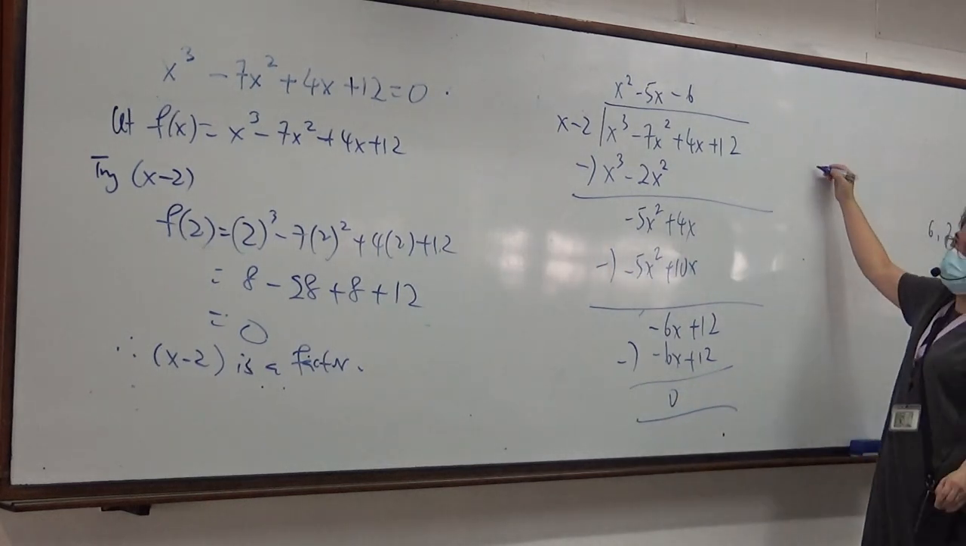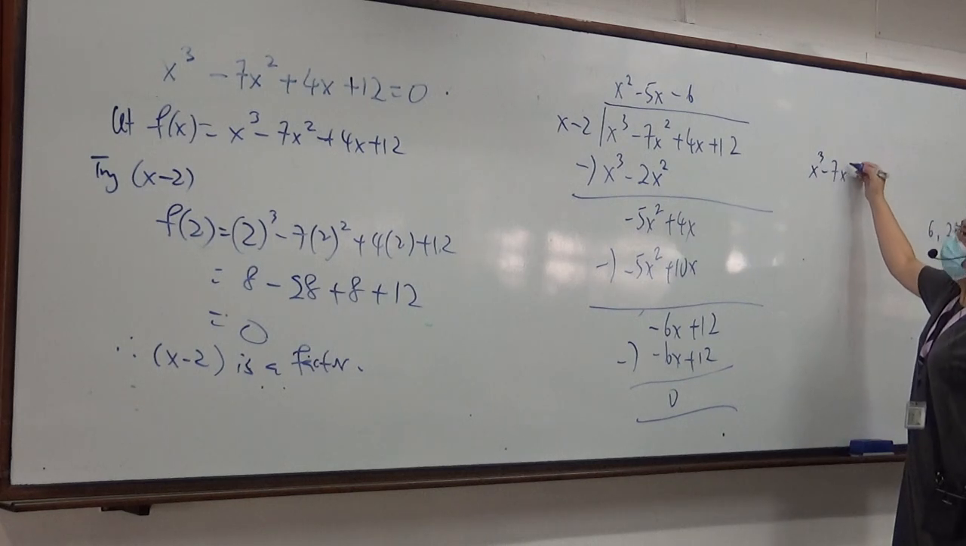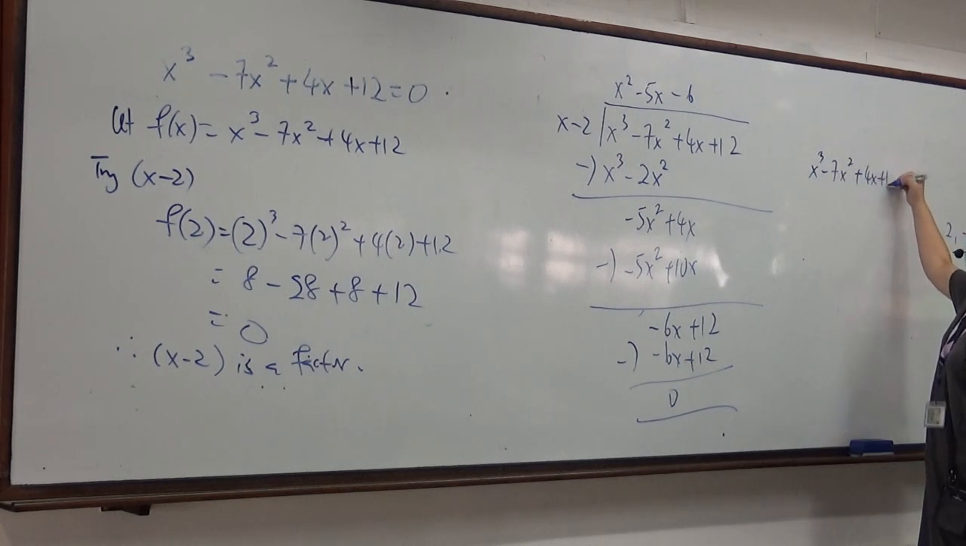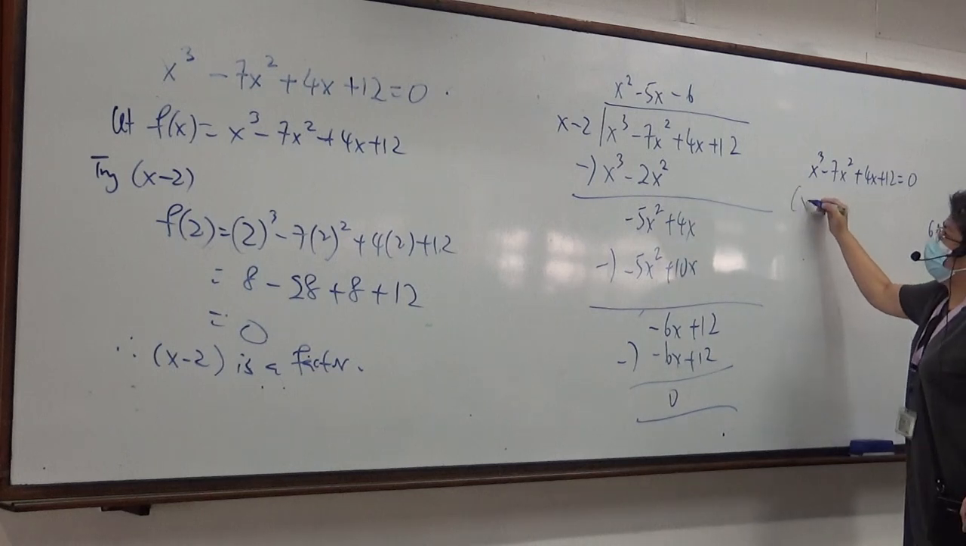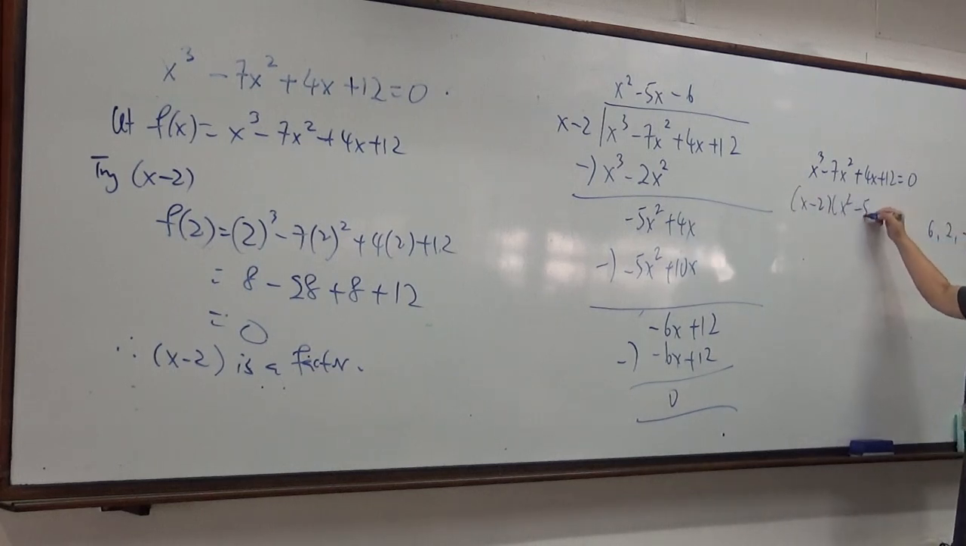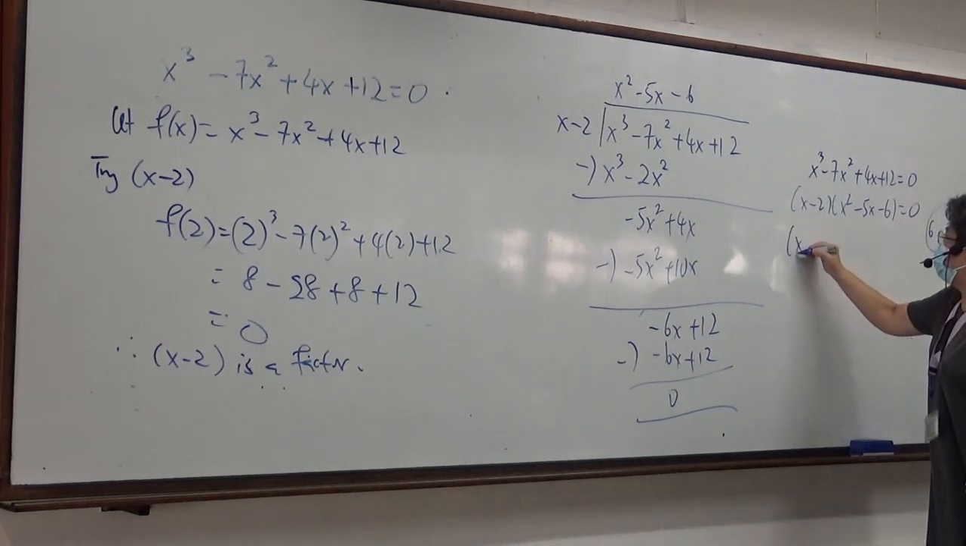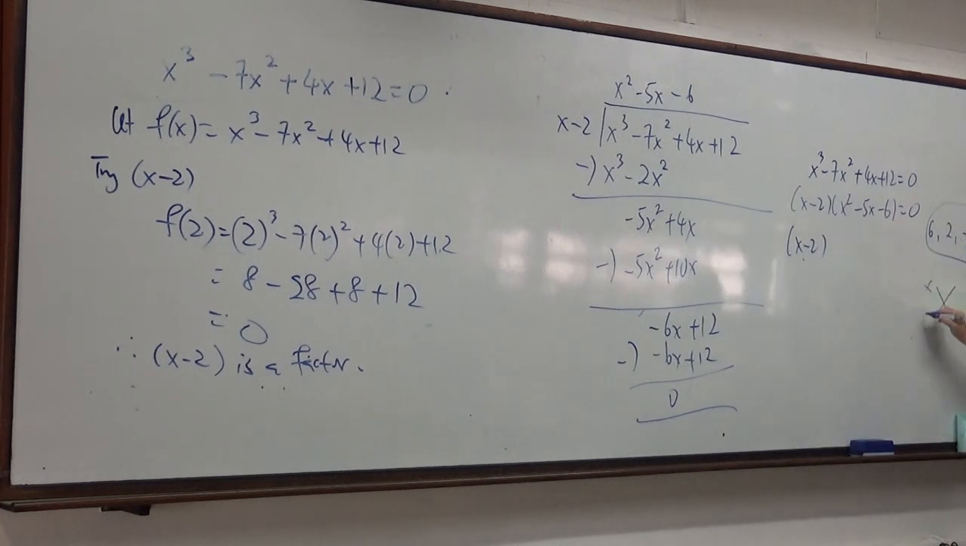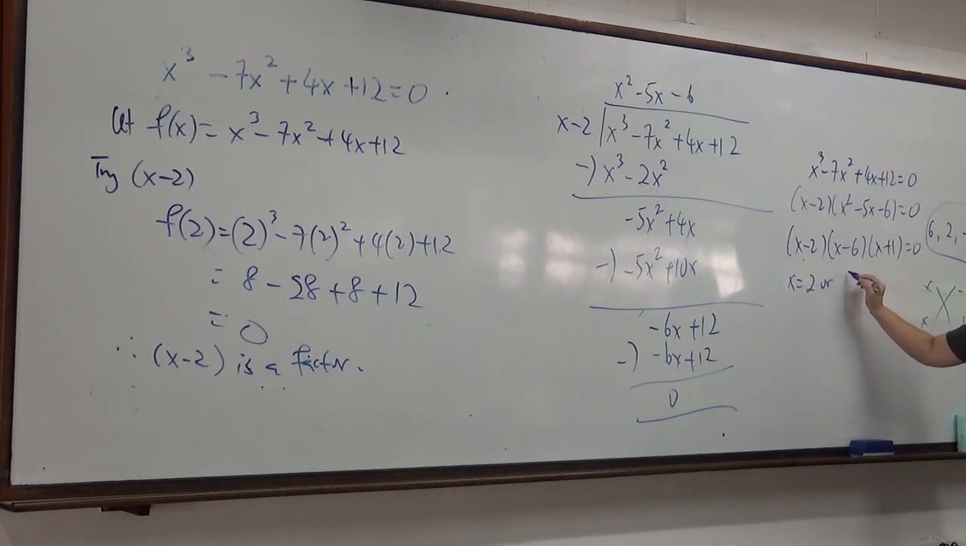So I will have this x cubed minus this. This will be x minus 2, x squared minus 5x minus 6 equals 0. Correct? This one, just now we played 2, okay? So this one will be x minus 2, x, then minus 6, 1, right? Can you see it now? So I will have x minus 6, x plus 1 equals 0. So x equals 2, or x equals 6, or x equals negative 1.